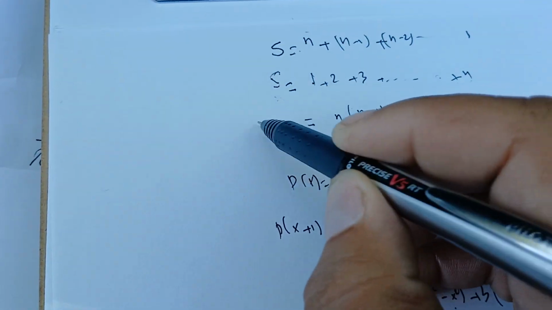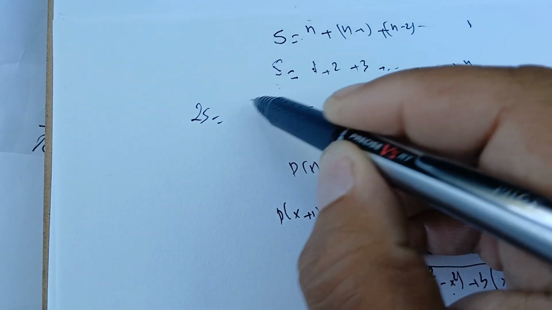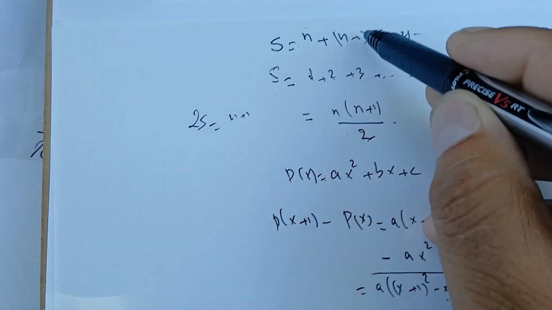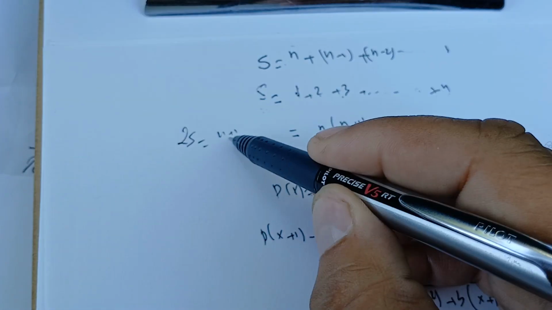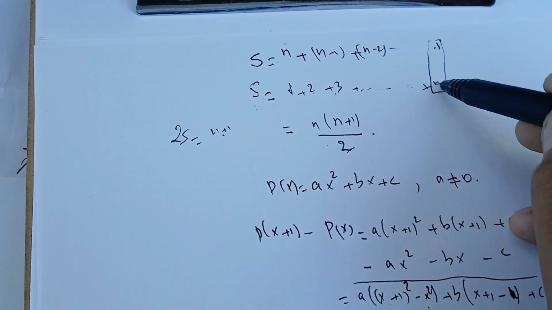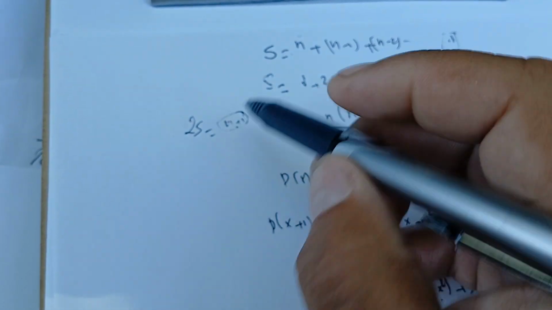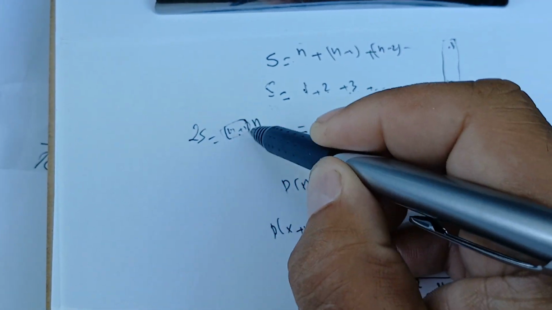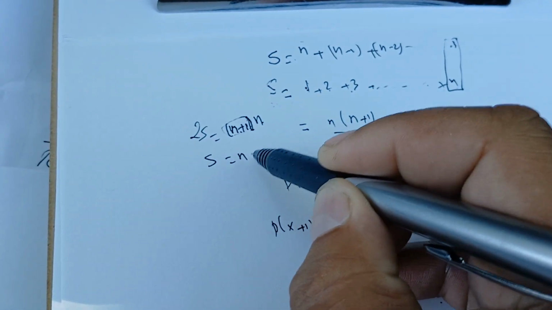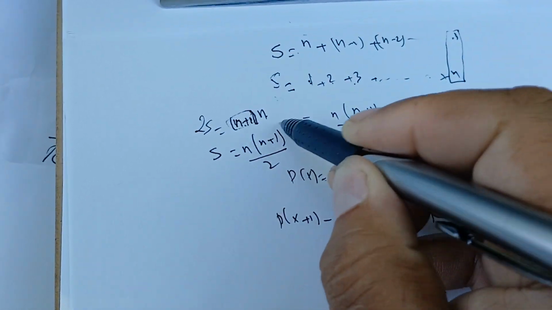So we have s plus s is 2s. And we have n plus 1. And n minus 1 plus 2 is n plus 1, n minus 2 plus 3 is n plus 1, and the last one is 1 plus n. So how many times did we count n plus 1? It's n times. So in this case, we have n plus 1 times n, and to get s, we just divide by 2 to get the result that we need.